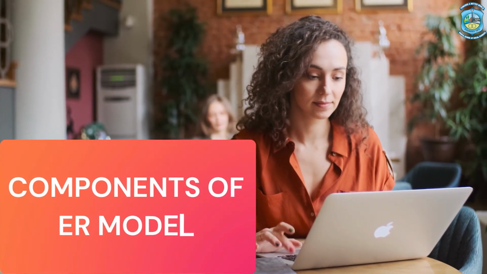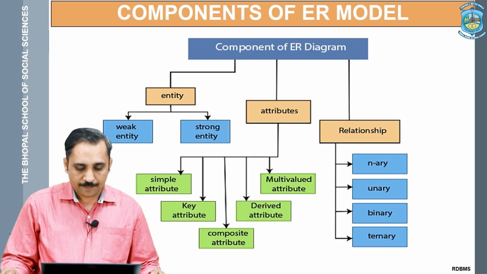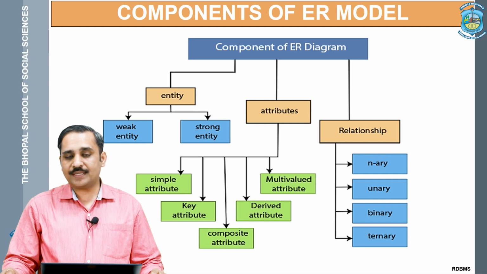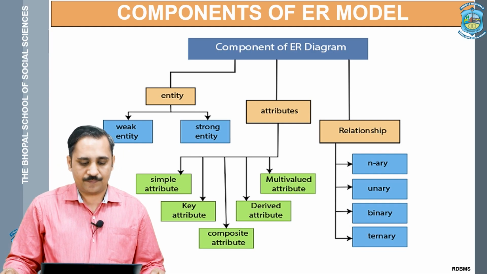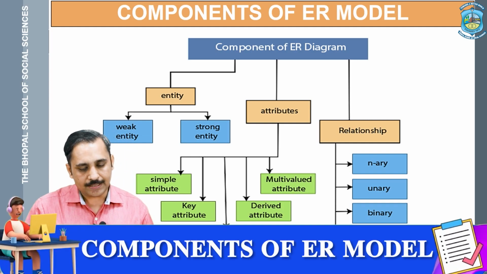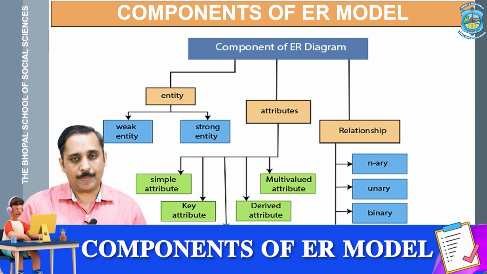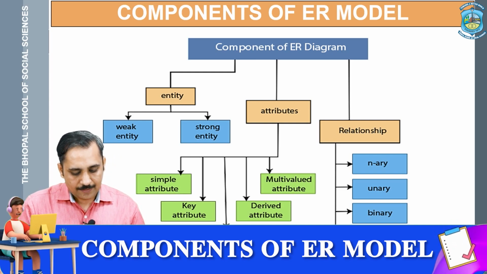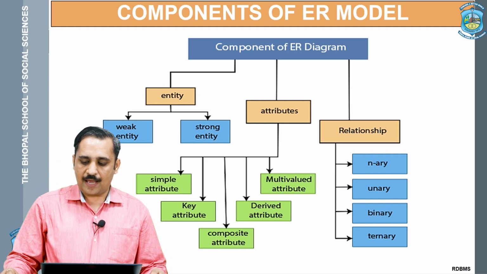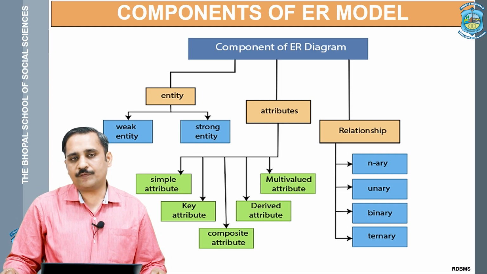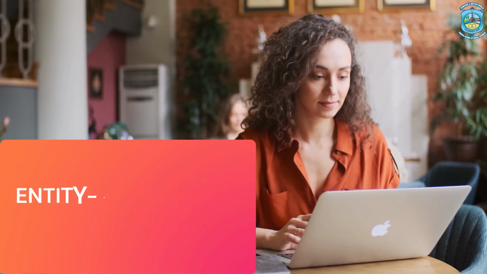Now we come to the components of ER model. Here in ER we have three important components. The first one is the entity, the second one is the attribute, and the third one is relationship. In terms of entities, we have the strong entity and the weak entity. Then attributes are further divided into simple, multi-valued, key, derived and composite attributes. And about relationships, we have n-ary relationship, unary relationship, binary relationship, and ternary relationship.